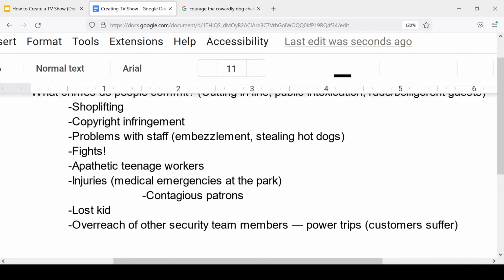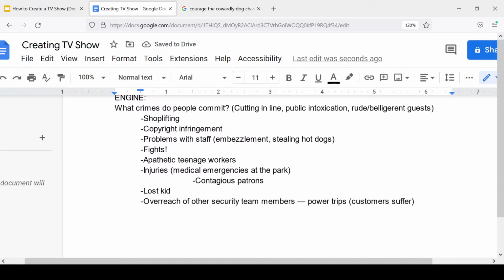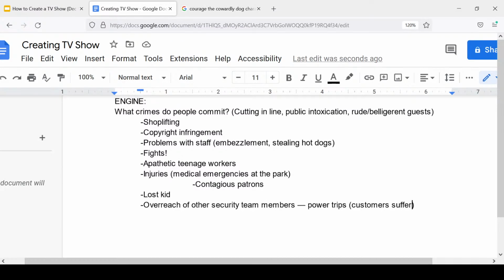Customers suffer. Okay. I'm starting to see lots of different ideas here, and I'm thinking there's two ways you could do this. You could do it as a more realistic show that's actually following a crew of people who do this, and we would get to explore the intricacies of what it really takes to maintain security at a park like this.